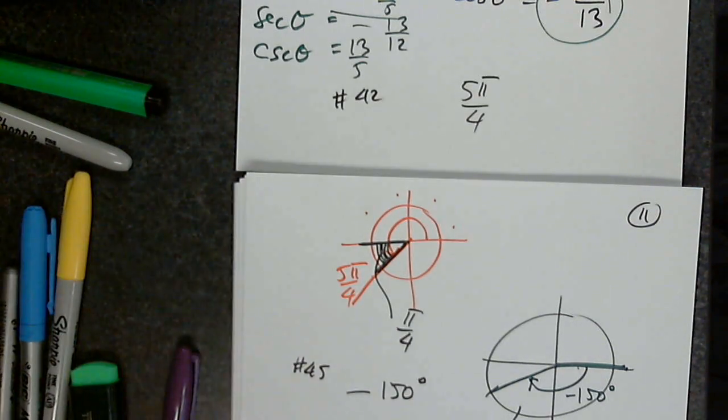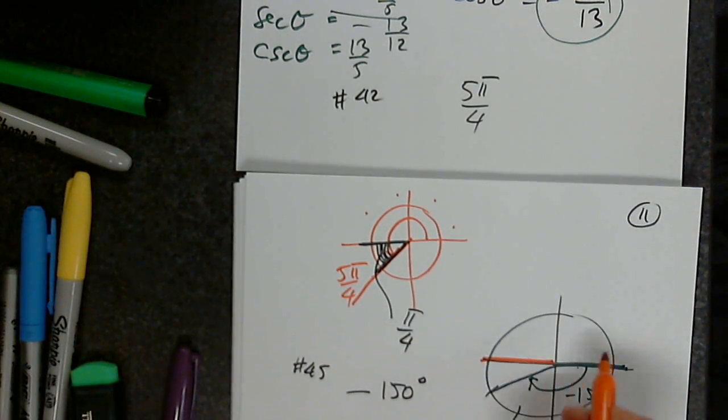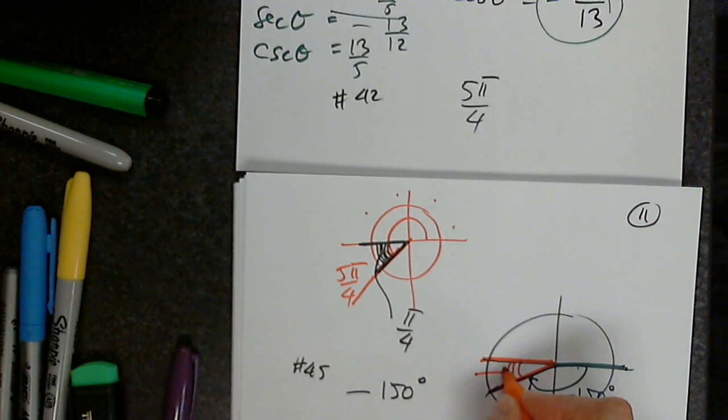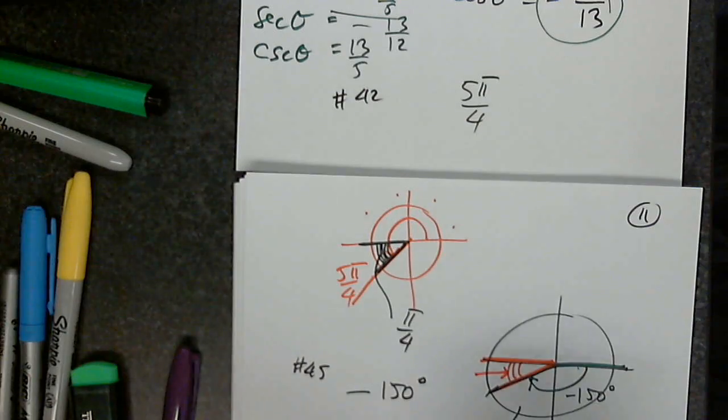The acute angle formed between the x-axis and the terminal side is always the reference angle. How much is the reference angle? Yes, and it's always considered a positive angle.